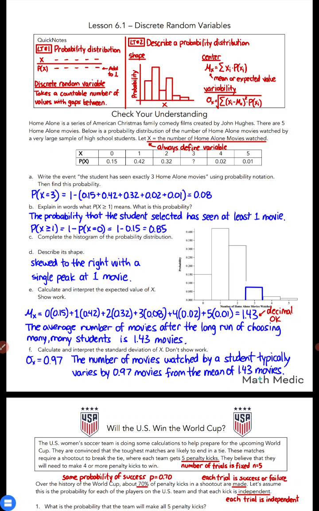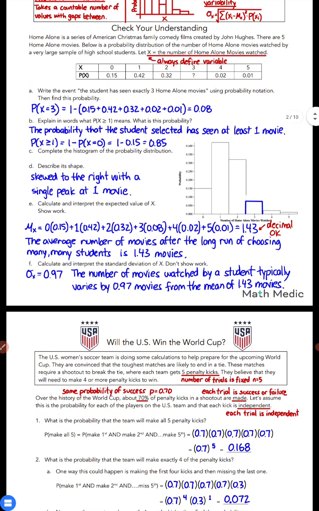Okay, so let's look at one more example. Home Alone is a series of American Christmas family comedy films created by John Hughes. There are 5 Home Alone movies. I actually didn't know that. I've only seen the first couple.